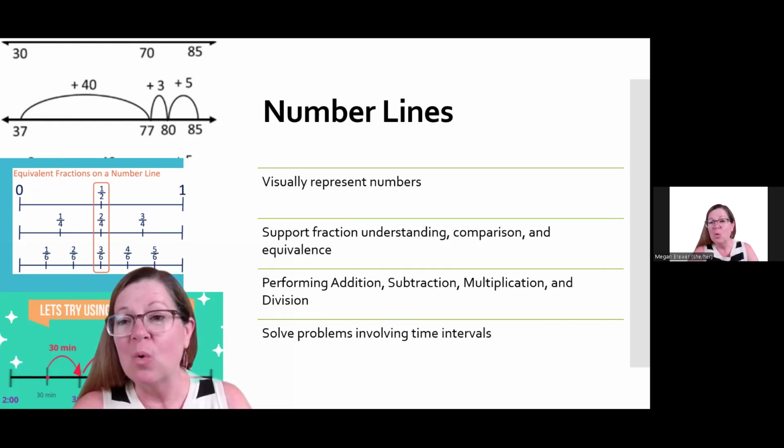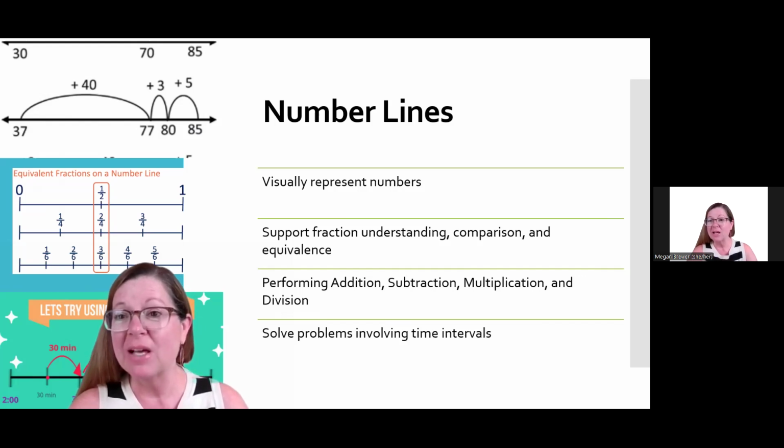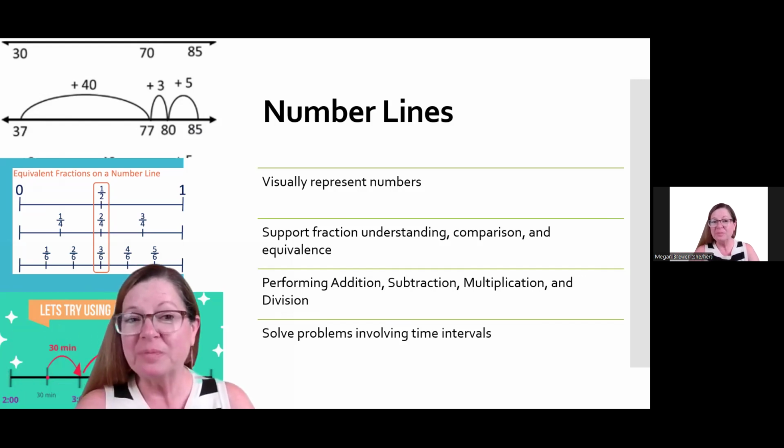I decided to add 40 to 37, and that got me to 77. Then I thought, ooh, 80's right around the corner. That's a nice round number. So I added 3 to 77 to get me to 80. Then that was very easy for me to think, oh, now I've got to get to 85. That's just plus 5 more.